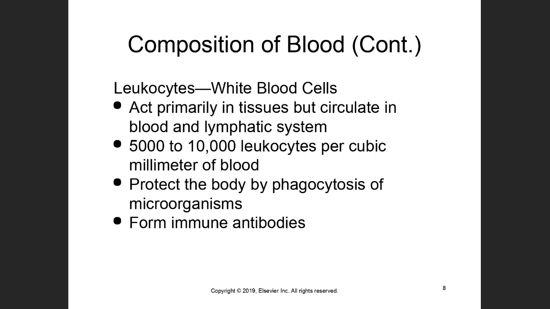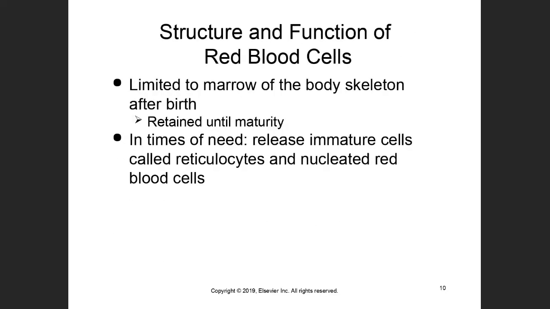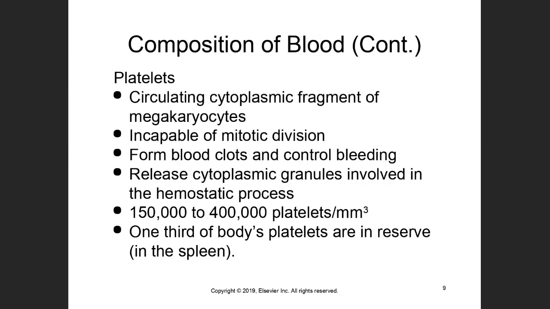Leukocytes, the white blood cells, have a normal value from 5,000 to 10,000, and they make the immune antibodies. Okay, and platelets, the normal value is from 150,000 to 400,000, and the main function is coagulation. Okay. Let me go back, because one third of the body's platelets are in reserve in the spleen. That's extremely important. That's why the spleen is so important for platelets.